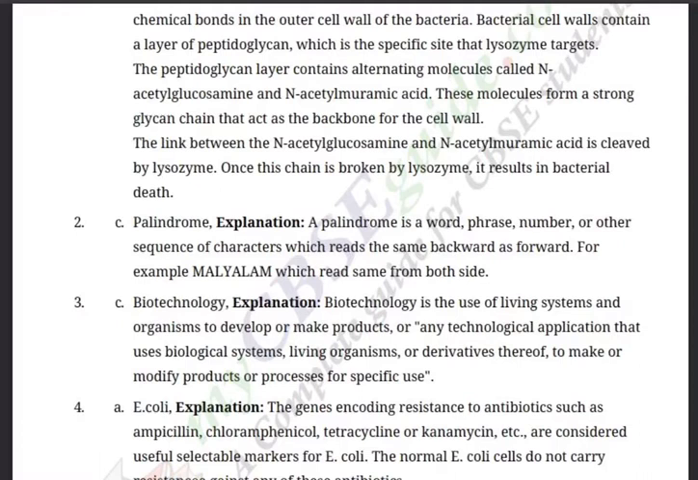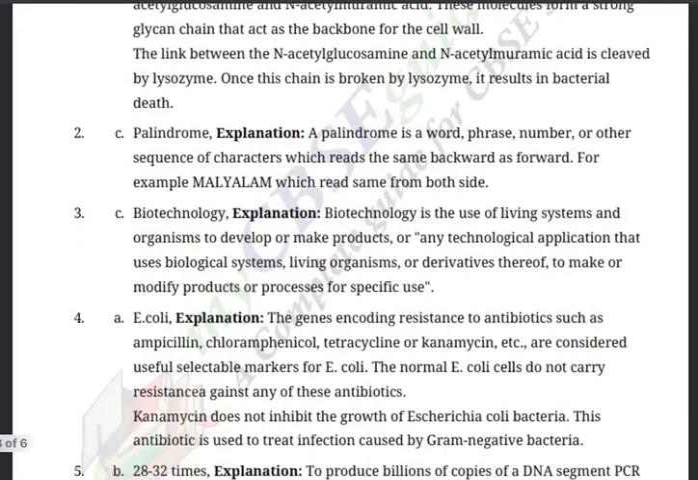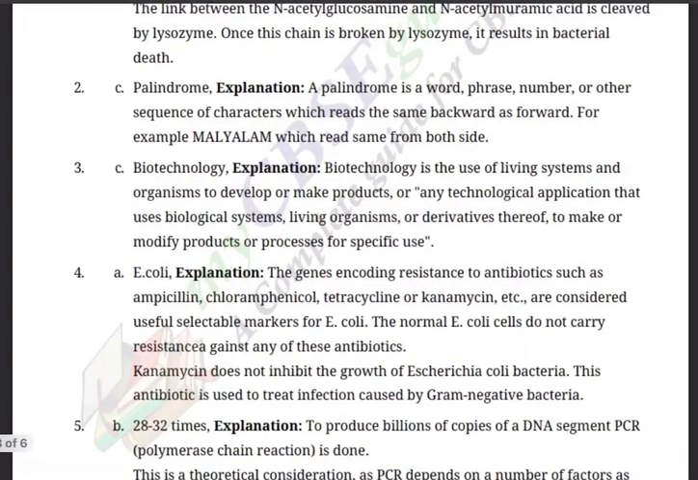Question 2. Palindrome. A palindrome is a word, phrase, number or other sequence of characters which reads the same both backward as well as forward. I have given already Gadag and Malayalam, which read the same from both front and back. Question 3. Biotechnology, obviously that is the definition. Okay, and then question 4, E. coli.